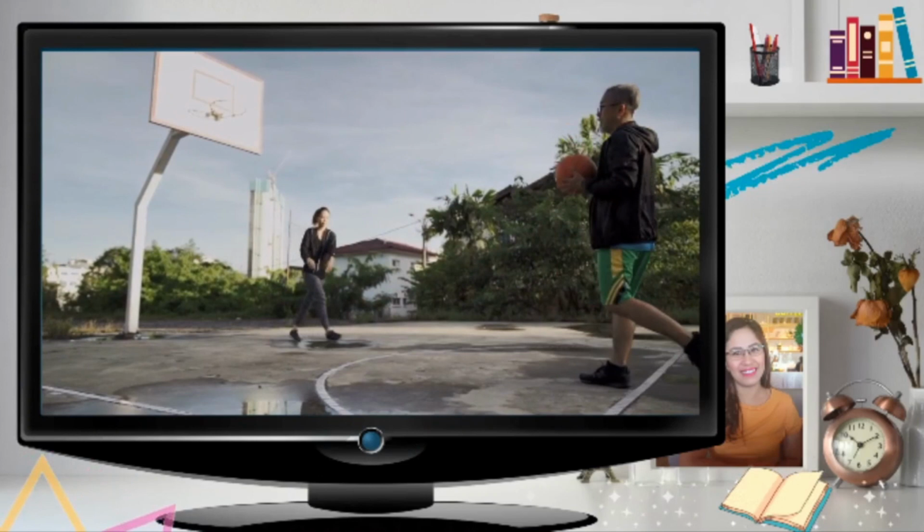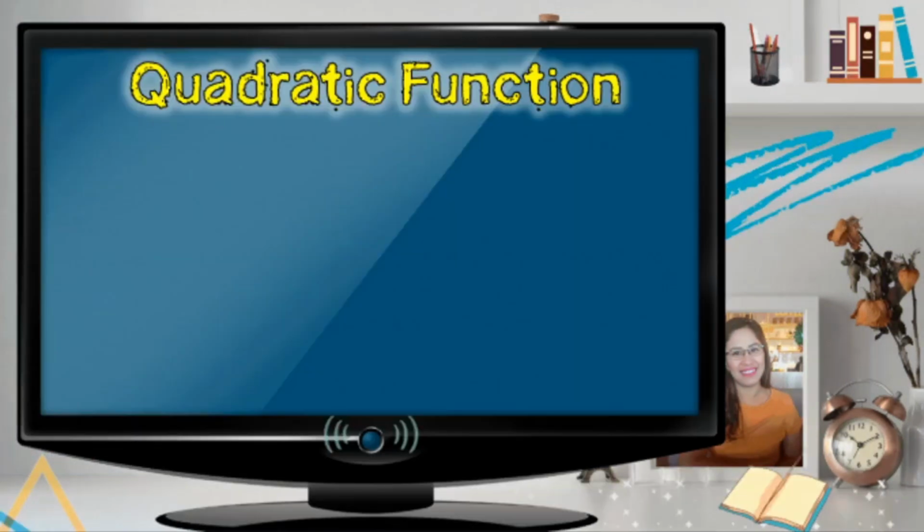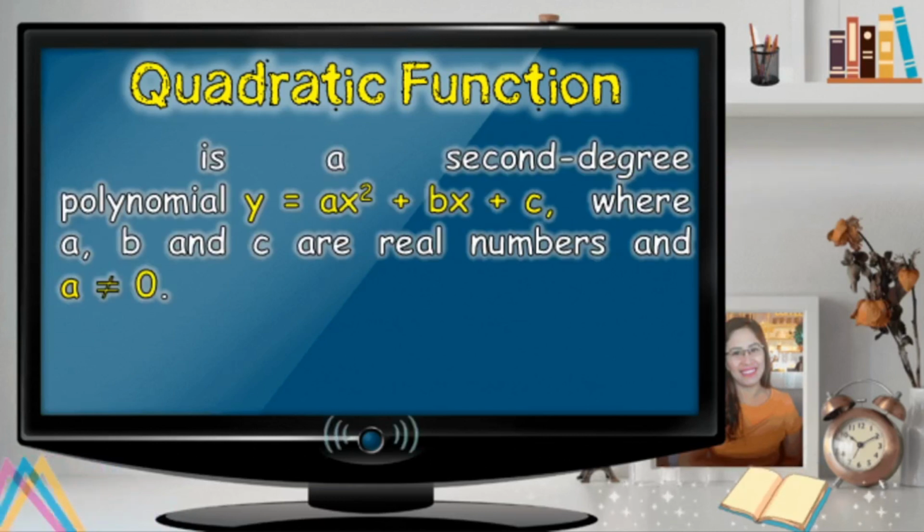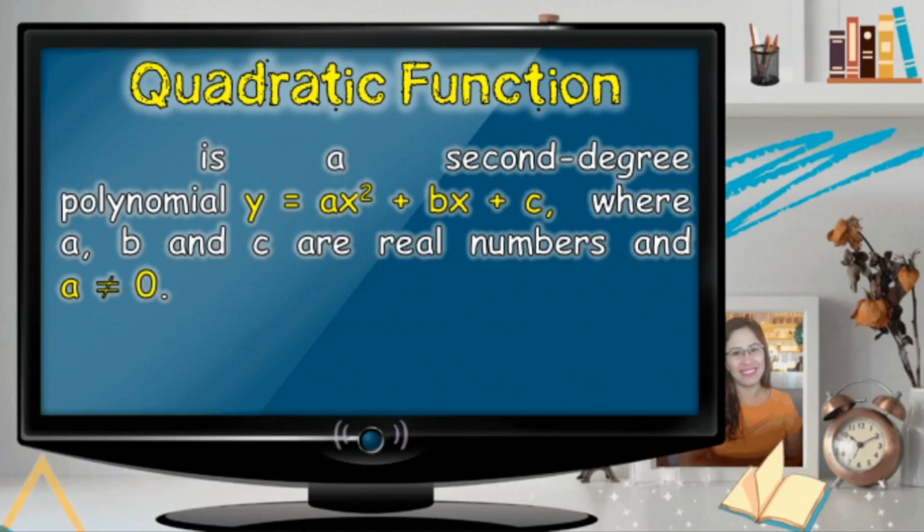So those are situations that involve quadratic function because what goes up must come down. So what is quadratic function? Quadratic function is a second-degree polynomial y is equal to ax squared plus bx plus c, wherein a, b, and c are real numbers and a should not be equal to 0.